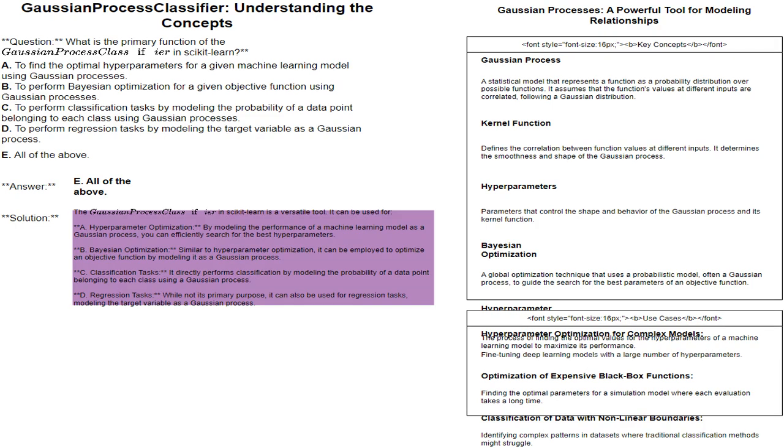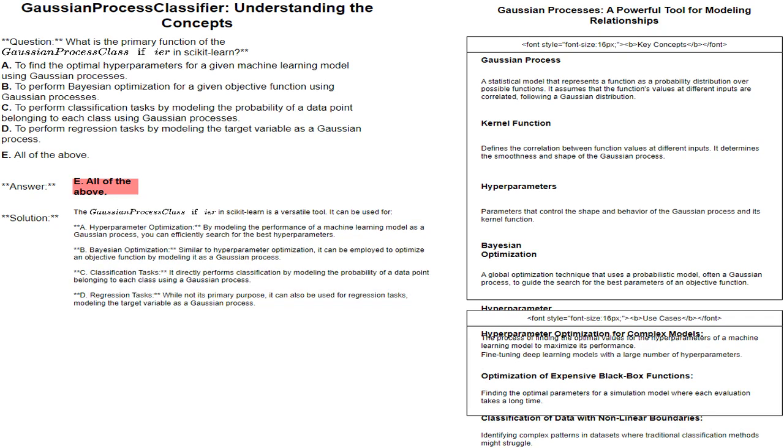None. Correct. As all the previous options are correct, the Gaussian process classifier is a versatile tool that can be used for all these applications. E. All of the above.